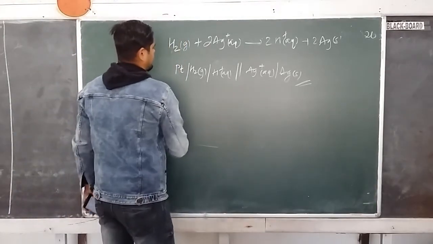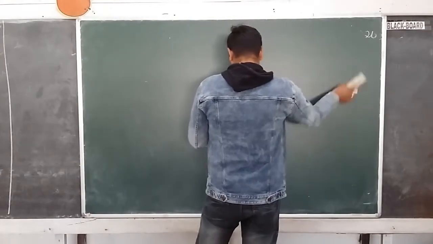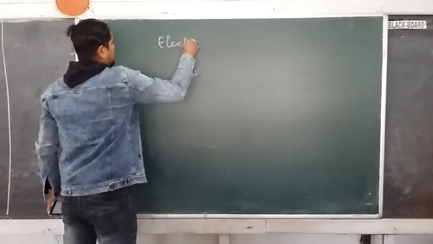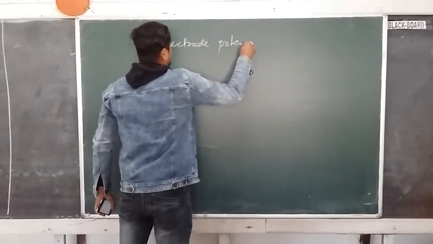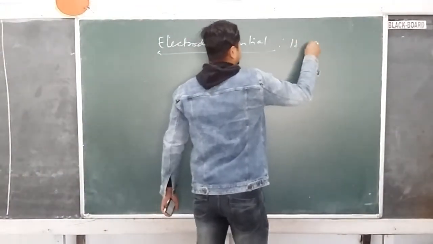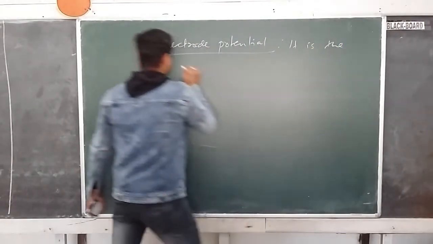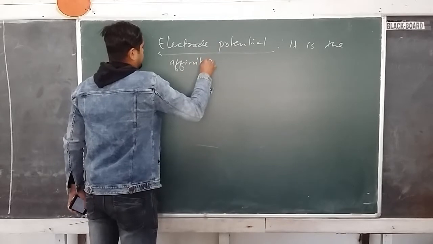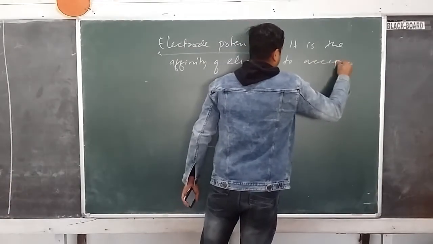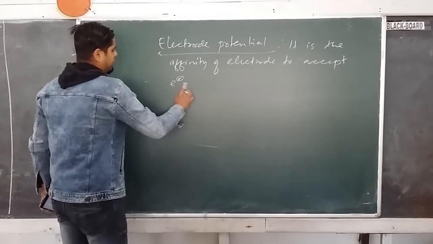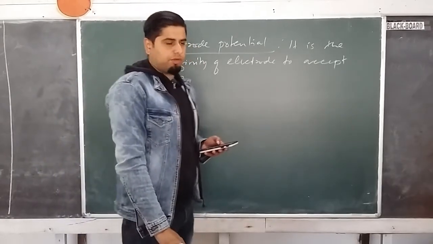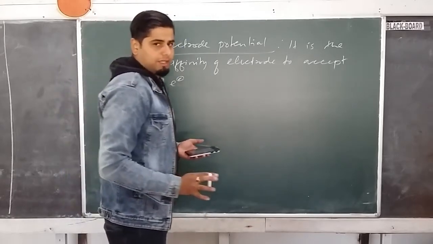Got it? Okay. Let us quickly move on to a term. Now this term is called electrode potential. Very important. It is actually the affinity of the electrode to accept electrons. Very simple way. Okay, so this is the potential.